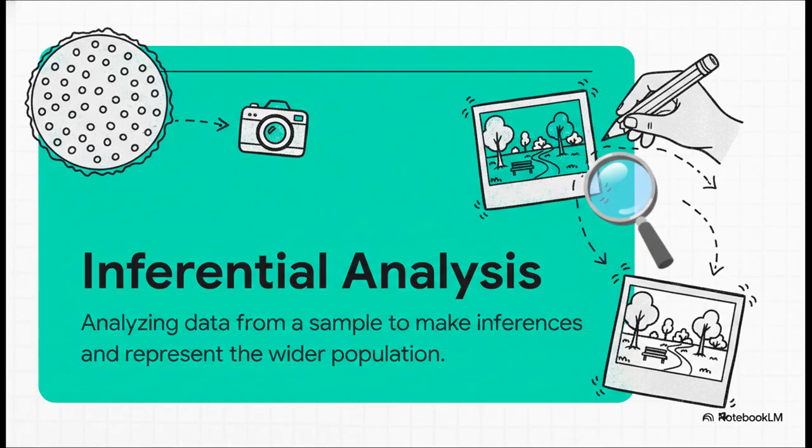Next, we have inferential analysis. This one is super clever. Look, it's almost always impossible to survey an entire population, right? So instead, analysts take a small, random sample and use that to infer what the whole group is like. Think of it like trying to sketch a whole park just from one really well-chosen photograph.